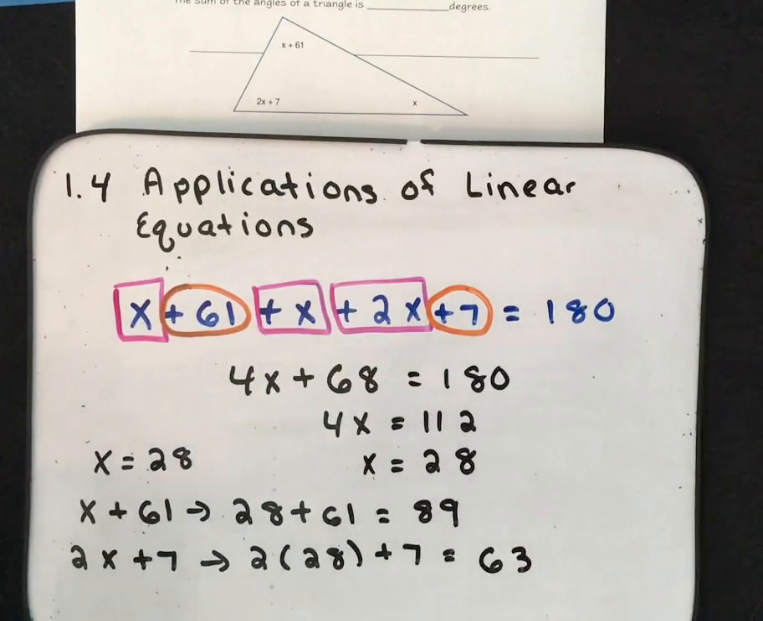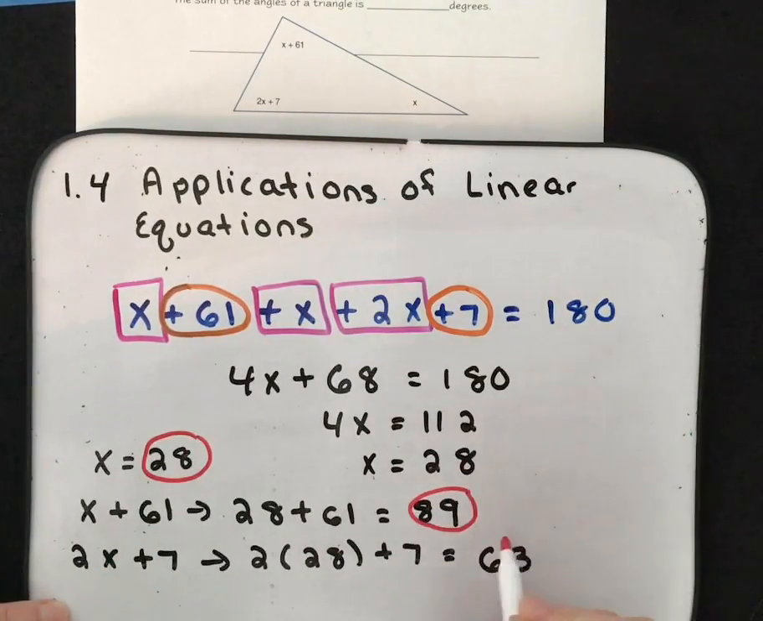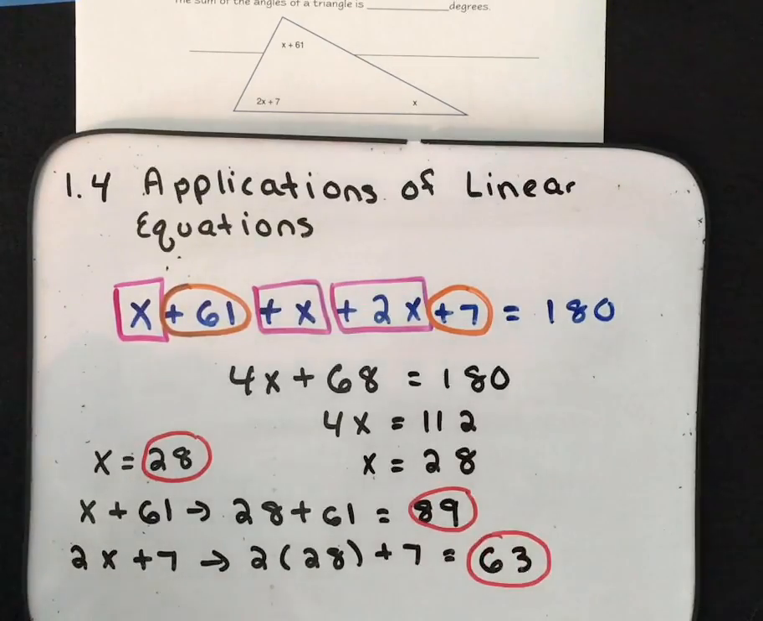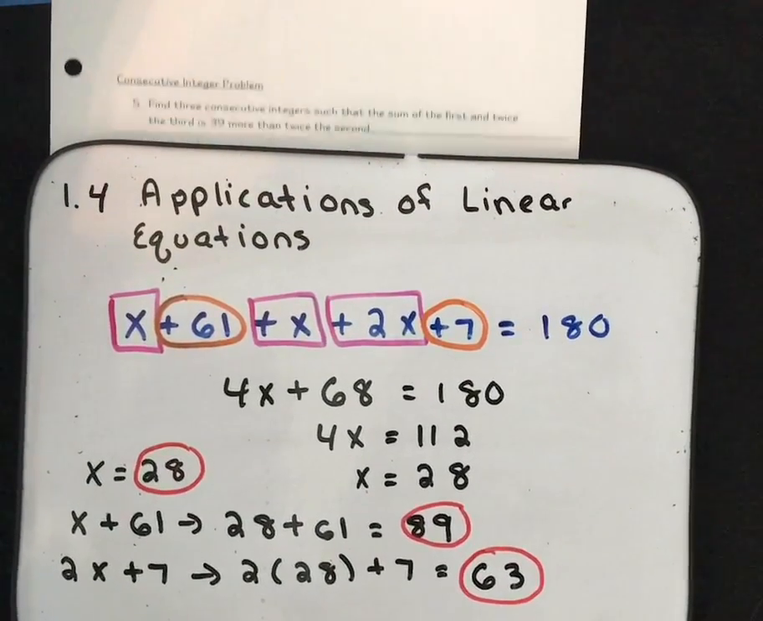So now we found the measure of the three angles of our triangle. We have 28, 89, and 63. Let's try one more.